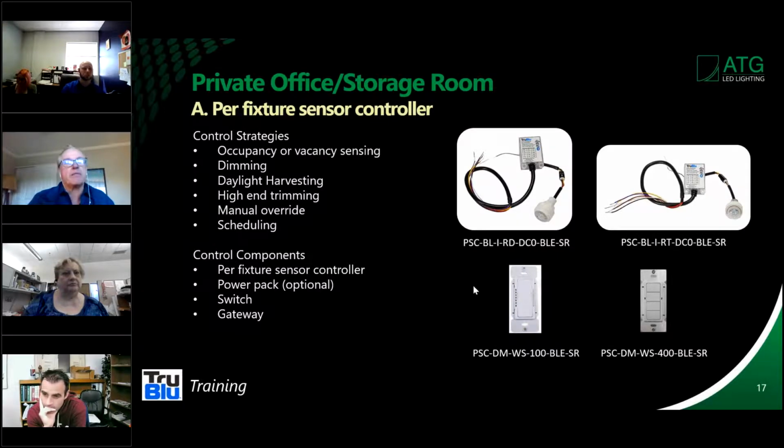Once again, pretty similar to the private office, depending on what you want to do. This particular sensor does motion sensing only. Okay, so there may not be a reason to do daylight harvesting if there's no windows in the room or no skylights in the area. So you don't need to have too much, whereas this particular item here will do both motion sensing and daylight harvesting. So you have a choice.